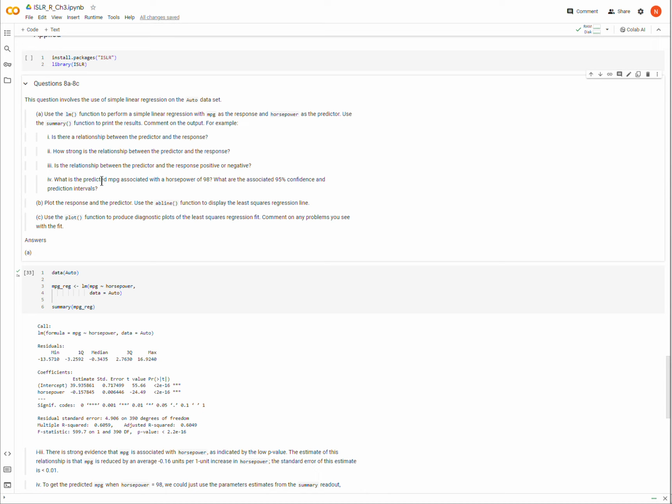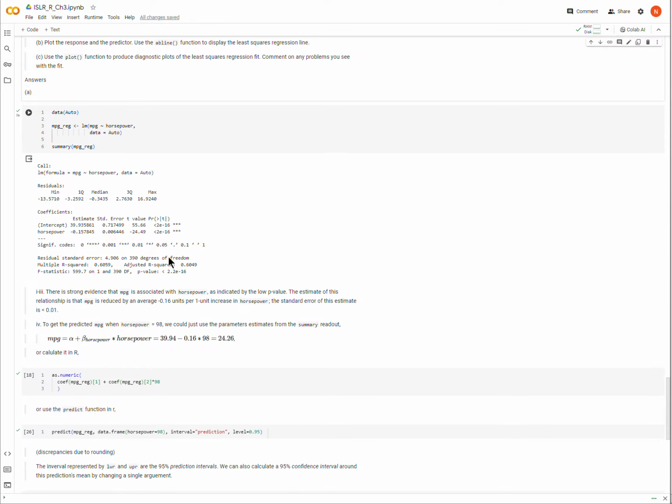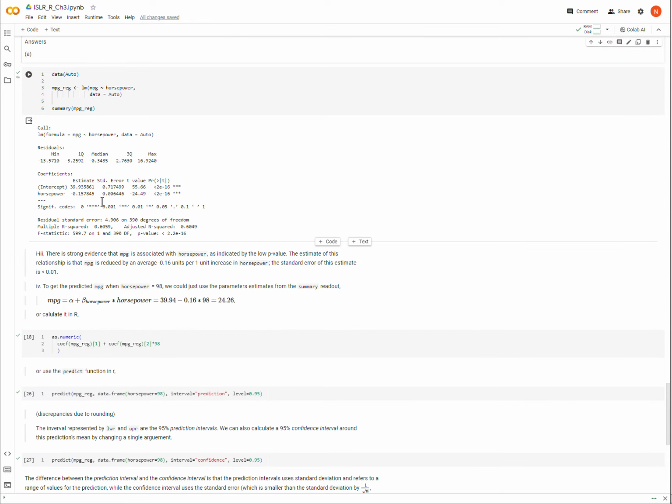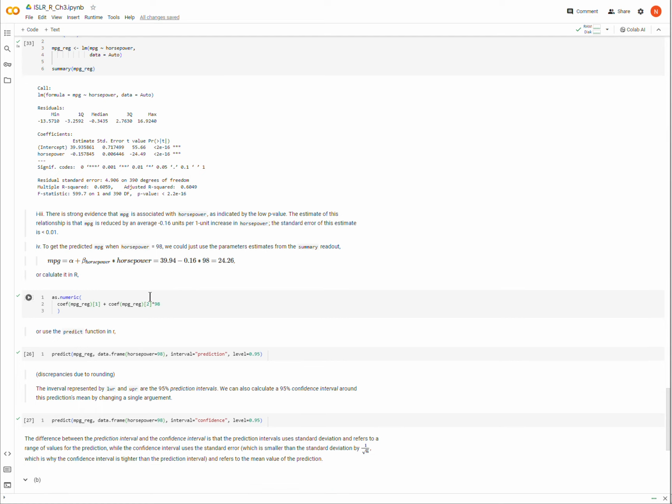Now we're asked to find a predicted value for a given horsepower, as well as 95% confidence and prediction intervals. One way that we could find the prediction for 98 horsepower is to take what our regression would look like: the alpha, which was the intercept, plus the beta times horsepower.